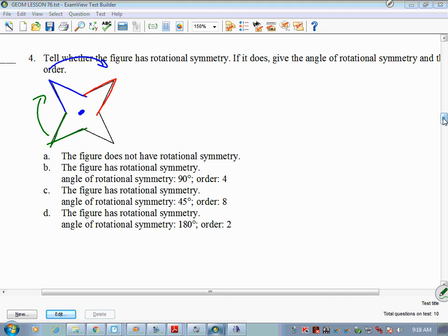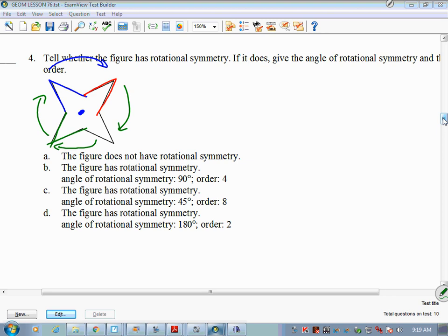How many times can I do that before the blue point gets back to where the blue point was? Okay, I can move it once, twice. So it's going from red to white, from white to green, green back to blue. So 1, 2, 3, 4. Okay, let me make sure that that's right and it's not just 3. Yep, has an order of 4.